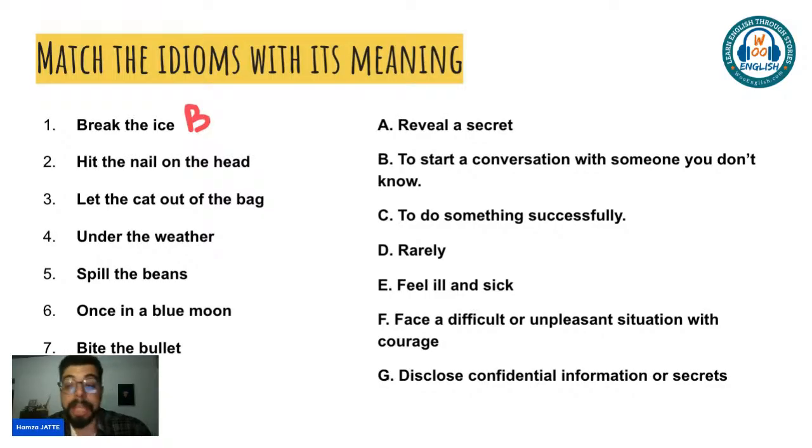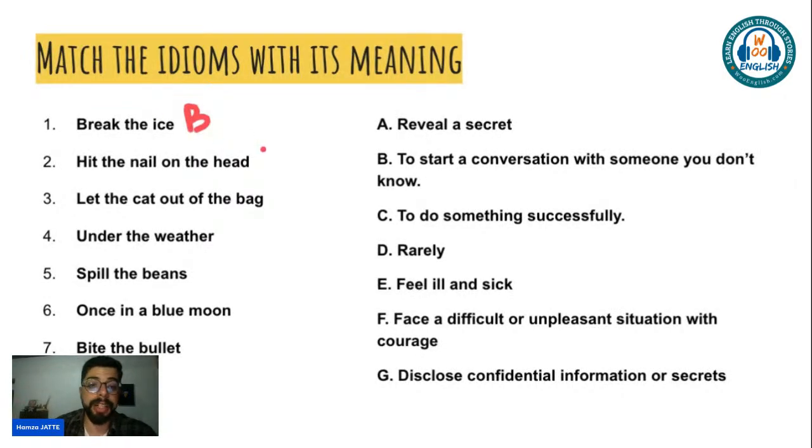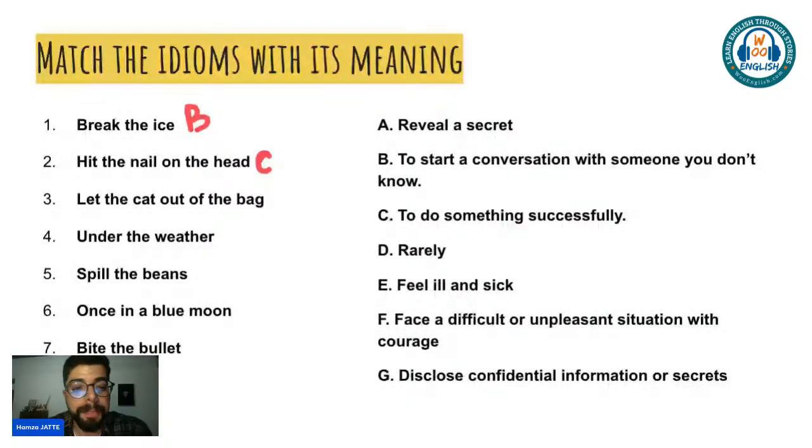So what about the rest? You can start with anyone you like, right? You can start from the end, you can start from the middle, you can start from anyone that you could recognize. 2 is C. So to hit the nail on the head is to do something successfully. Again, I'm gonna write it. If you guys agree with it, write that down. If you don't, write your own answer, and I'm gonna write it down as well. Write for me your answers in the chat.